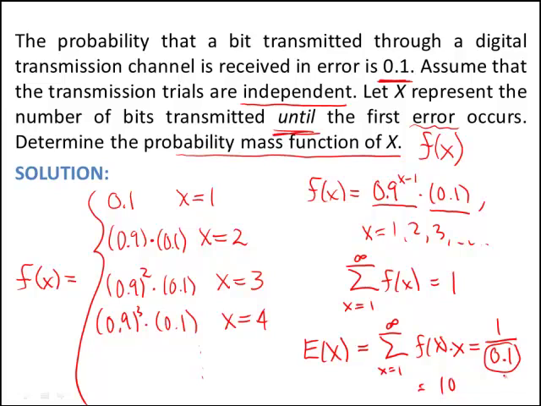I don't think this is too hard to see, because imagine you have a fair coin and you're going to flip it until you get your first head. On average, it will take you 2 trials. Again, it's a long run average. If you have a fair 6-sided die, on average, it will take you 6 throws until you get a 4. So here, if a transmission error occurs 10% of the time, on average, it'll take 10 trials before you see your first error. I think that's interesting.